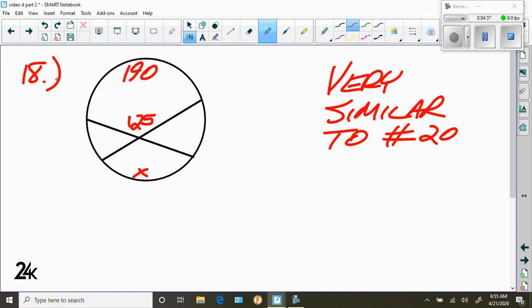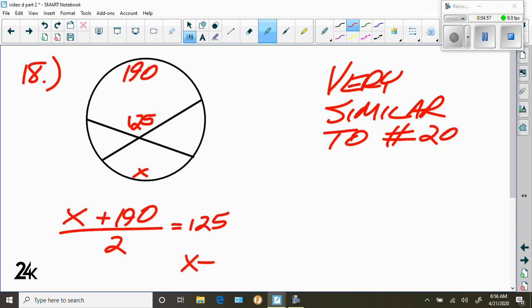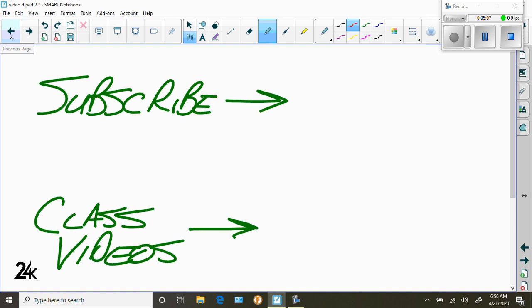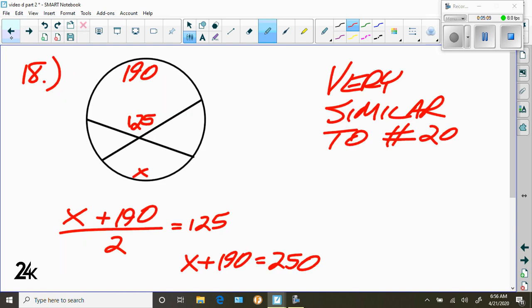Okay, number 18, finally. There's one that is on the inside. If it's on the inside, you add and divide by 2. So it's adding the 2 arcs, dividing by 2, and that equals the answer. So then I'm going to multiply by 2. So it'd be x plus 190 equals 250. And then you solve it by subtraction. That was it? Okay.